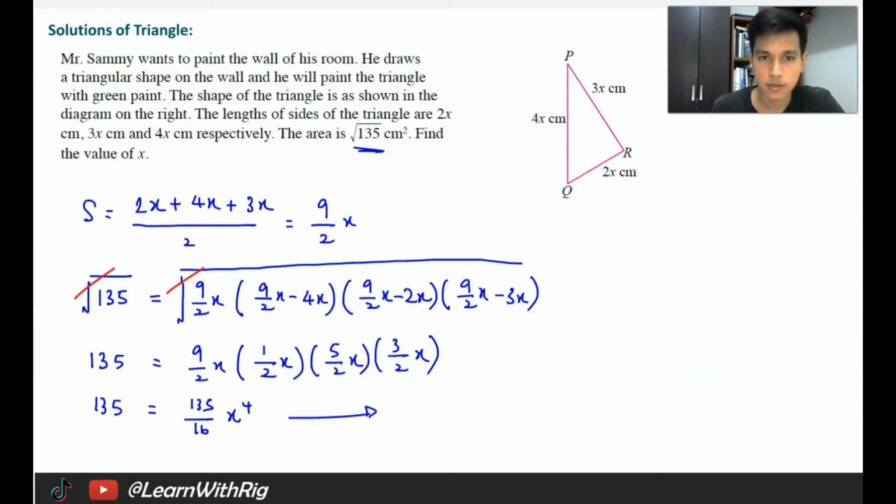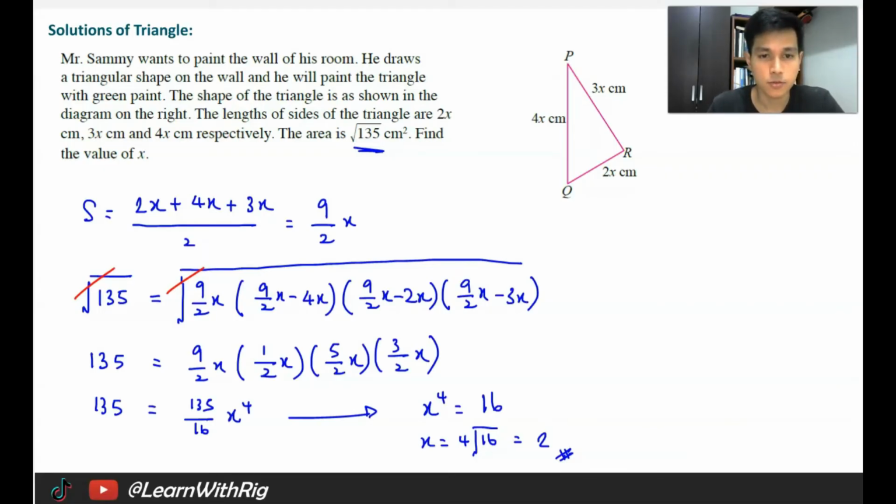So in other words, x to the power 4 is equal to 16. Rearrange that, so x is equal to the fourth root of 16. The answer is 2. This is how you find the x value. In other words, you're just reversing the process, because they gave you the area already.